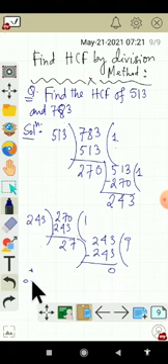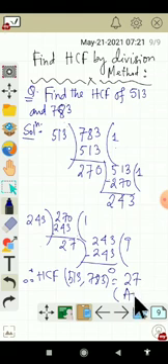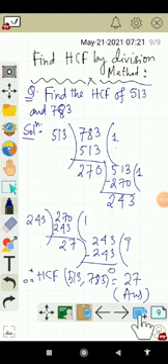So therefore the HCF of 513 and 783 is equal to 27. So 27 is the answer. This way we have to solve the HCF of two numbers by the division method.